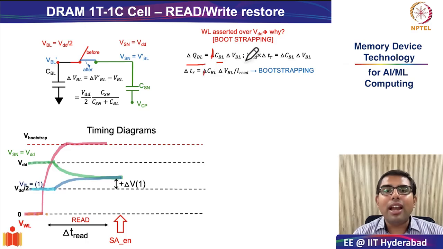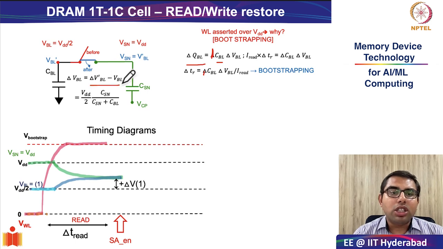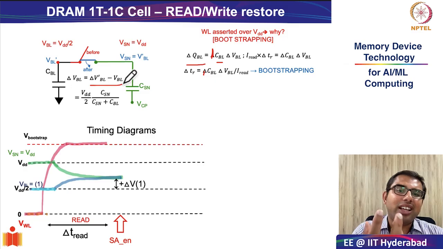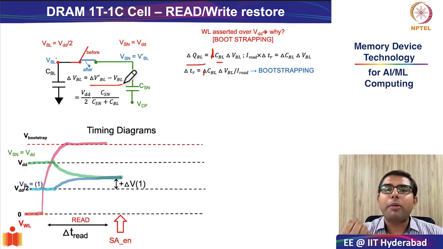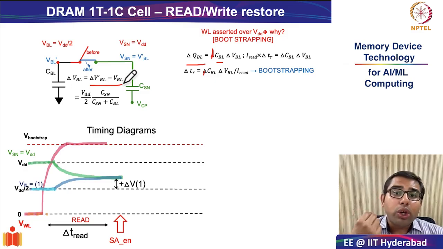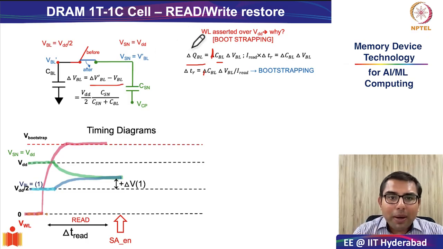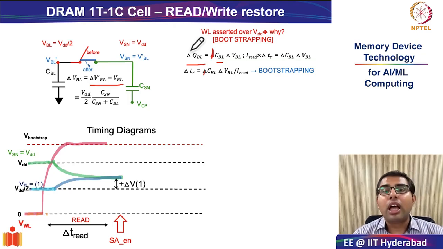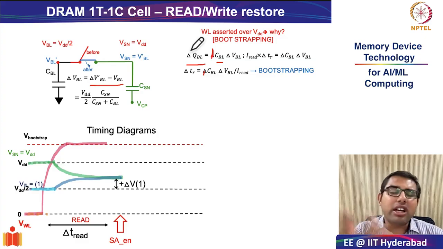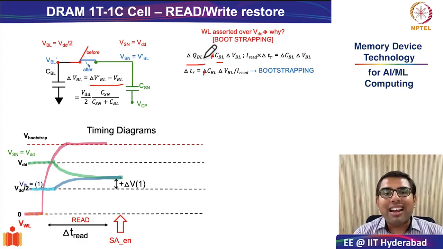This will be CBL multiplied by delta VBL. Delta VBL is the change in the bitline voltage due to charge sharing. So basically the change in charge will be CBL multiplied by delta VBL. Now you can also represent this delta QBL, the change in the charge, by a very simple equation. Remember, charge is nothing but current multiplied by time, or current is rate of change of charge. So you can write delta QBL as I read multiplied by delta T read.